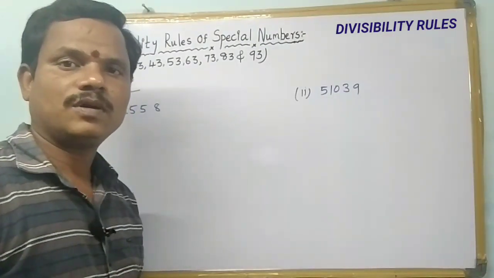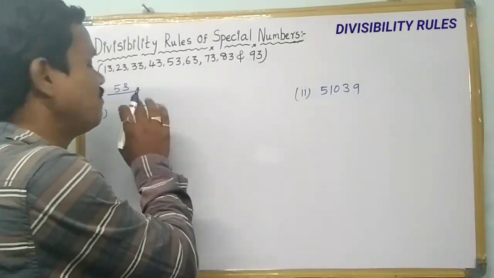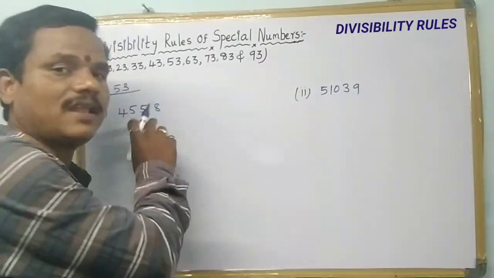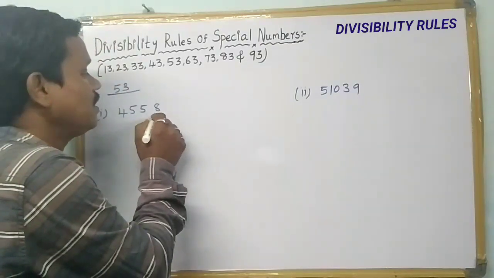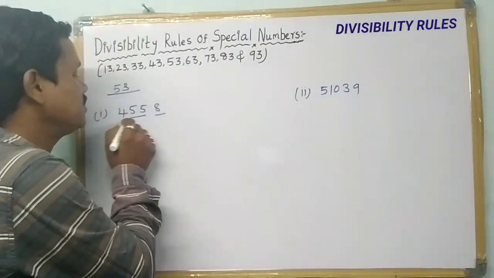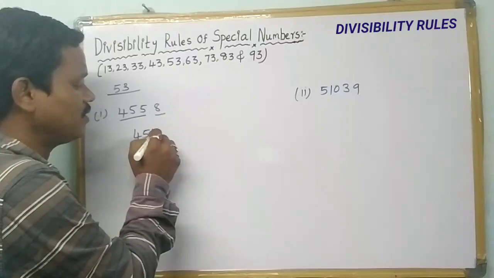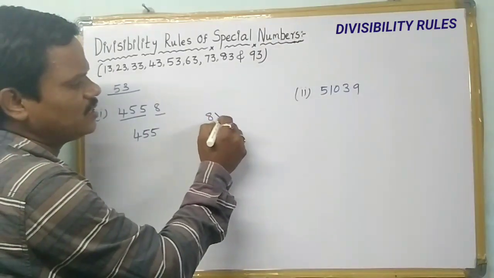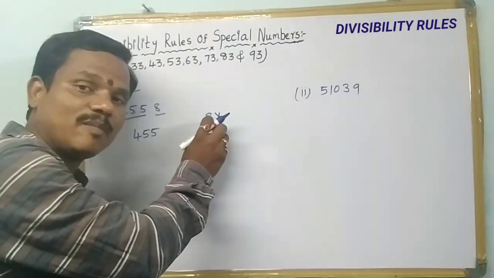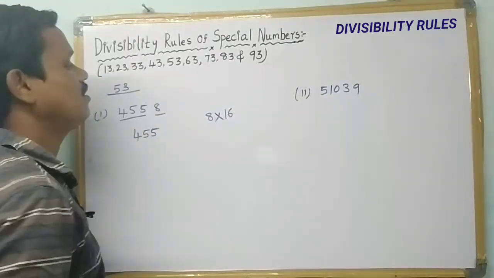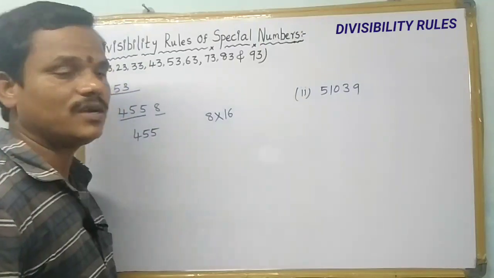Now the divisibility rule of 53. I am taking one example, 4558. I am explaining the divisibility rule with an example. Now, what is the procedure? The same procedure. This is the first part and this is the second part. Now write the second part as it is, 455. Now the first part number is multiplied by 16 in the divisibility rule of 53. 16 eights are 128.